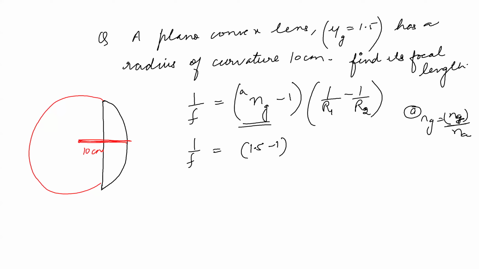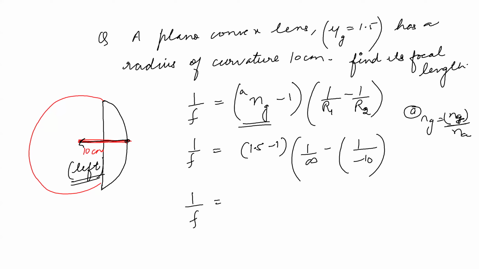So we have this. 1 by R1 is 1 by infinity, minus 1 by R2, which is minus 10. Why minus 10? Because this is measured from here towards the left, and all the distances measured towards the left are said to be negative. I hope there is no exam this week, right? So 1 by focal length is 0.5 into 1 by infinity.